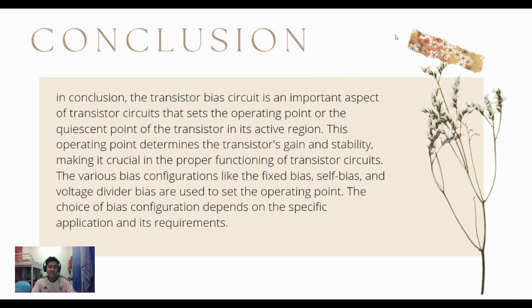In conclusion, the transistor bias circuit is an important aspect of transistor circuits that sets the operating point, or the quiescent point, of the transistor in its active region. This operating point determines the transistor's gain and stability, making it crucial in the proper functioning of transistor circuits. The various bias configurations like fixed bias, self bias, and voltage divider bias are used to set the operating point. The choice of bias configuration depends on the specific application and its requirements.